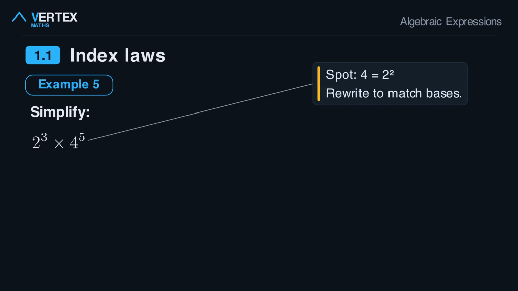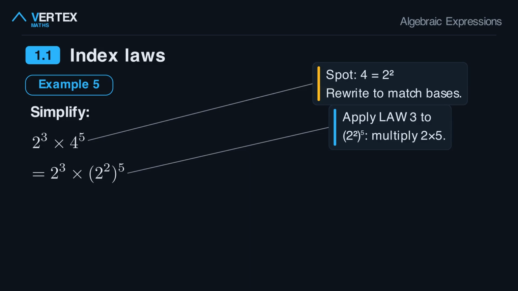Let's take a look at a harder exam style question. 2 cubed times 4 to the 5th. The bases are different here, 2 and 4, and law 1 only works when the bases match. A key insight we can use is that 4 is a power of 2. We can rewrite 4 as 2 squared. So let's replace 4 to the 5th with 2 squared all to the power 5.